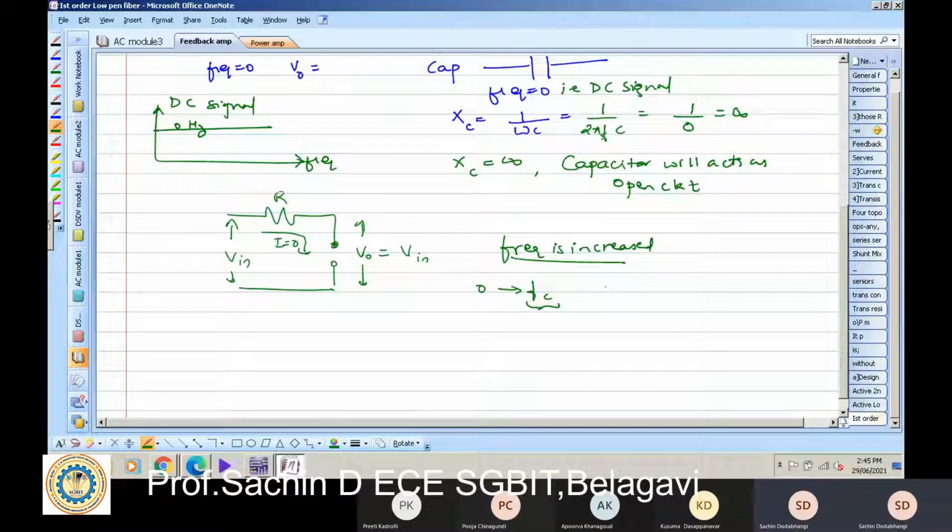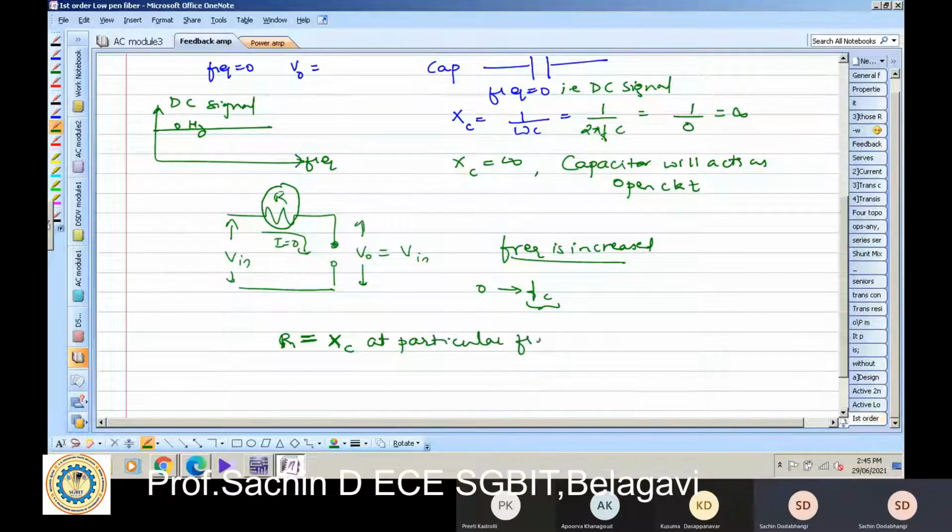Cutoff frequency means the resistance value R and the capacitive reactance Xc become equal. When R equals Xc at a particular frequency, R equals 1 by omega C. Taking omega to this side, omega equals 1 by RC. So omega, which is 2 pi f, equals 1 by RC.